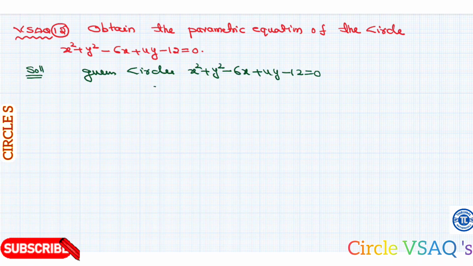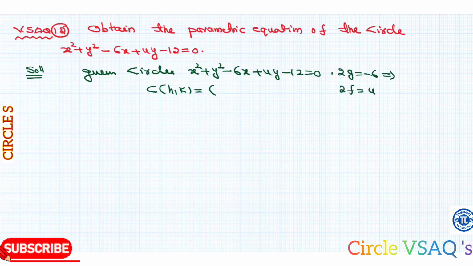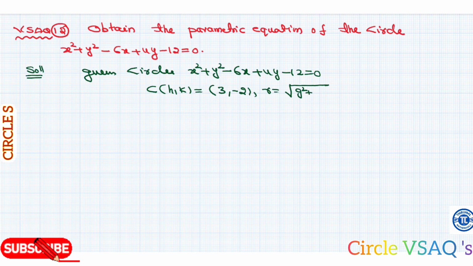Now write the center of the circle (h, k) = (−g, −f). Here 2g = −6 and 2f = 4, so g = −3 and f = 2. So the center of the circle is (3, −2) and radius r = √(g² + f² − c) = √(9 + 4 + 12) = 5. So the radius of the circle is 5 and the center of the circle is (3, −2).